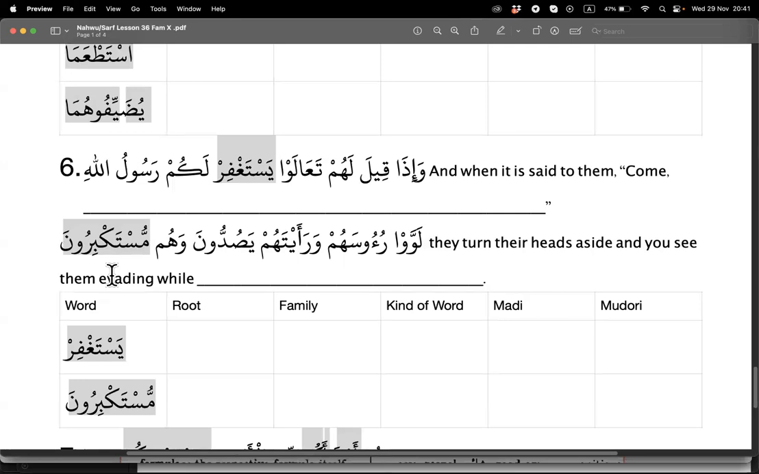Istakbara yastakbiru istikbaran fahuwa mustakbirun. Yes. So they turn their heads aside and you see them evading while whom mustakbirun. This one, some sort like bangga diri or what? Yes, correct. Arrogant, basically. While they are arrogant. So, kabaro is to be big. Yes, to be big.